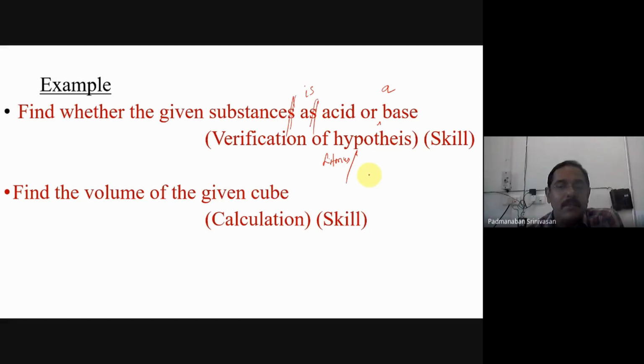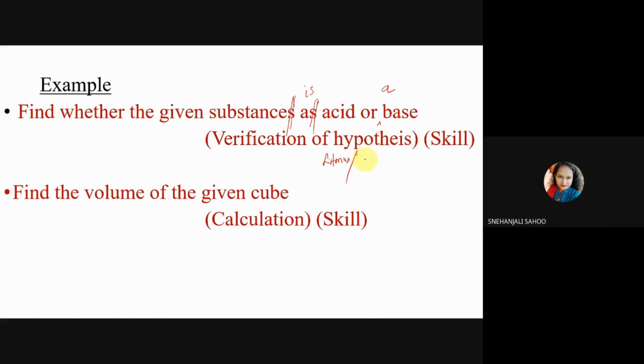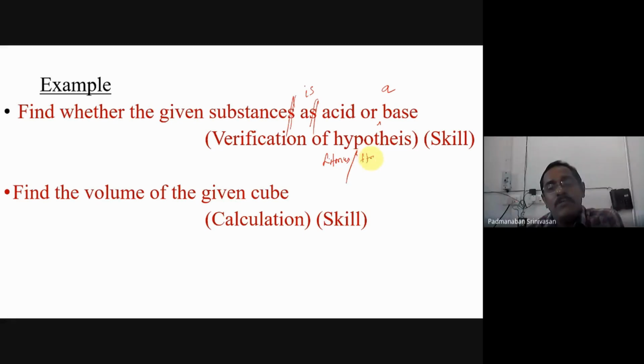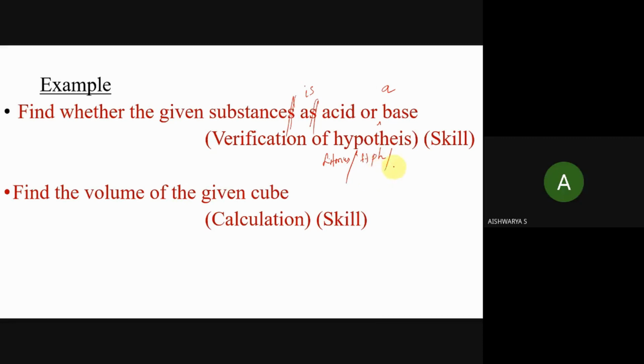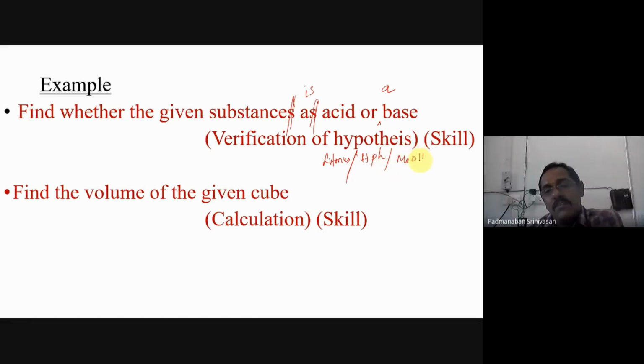See, we have done titration in second semester. Phenolphthalein. You can use phenolphthalein, litmus, methyl orange. All those indicators you can use. Okay, next: find the volume of the given cube. They will give the cube, and you have to find the volume by measuring it. So it's not a question like mathematics, 4/3 pi r cube. You have to measure the side and then find the volume.